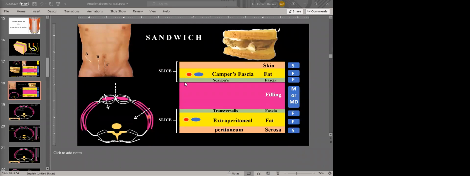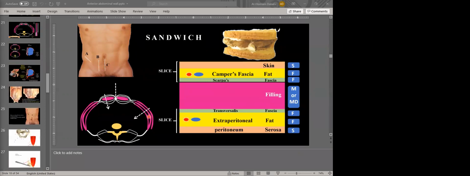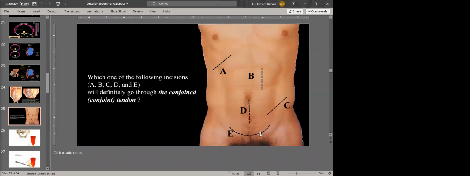Okay, so now we finished talking about the filling part over here and over here. Now below this area, we have something we call the arcuate line. It's something like this one over here. It's like 2/3 of the distance between the umbilicus and the pubic symphysis. Maybe that's more accurate over here. But that's what we call the arcuate line.